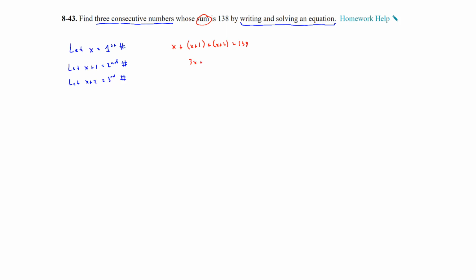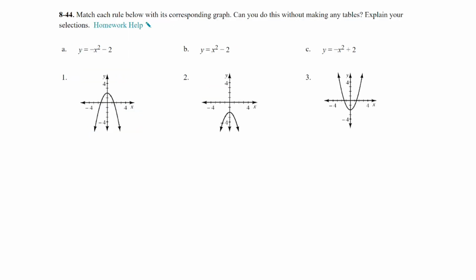And now we can solve this by combining our like terms, subtracting 3 from the other side, and then dividing by 3. So x is equal to 45. But we want to find all three numbers, not just the one. So 45, 46, and 47 will add up to a sum of 138.